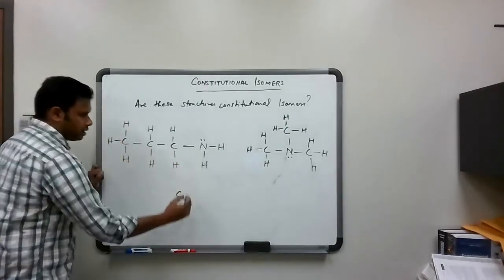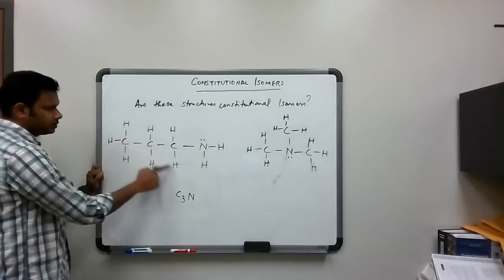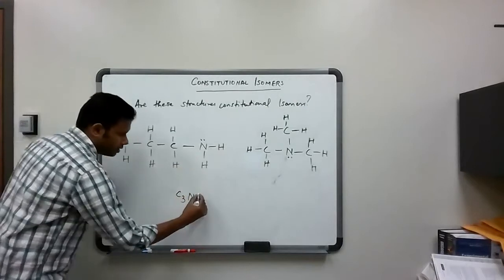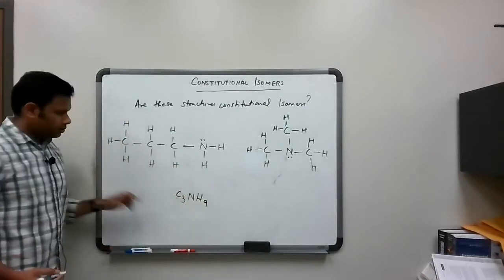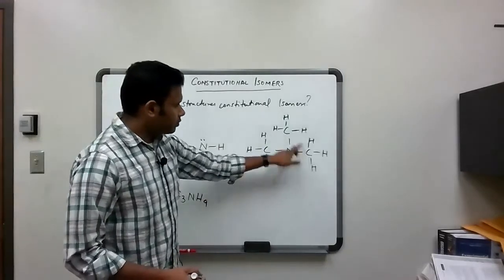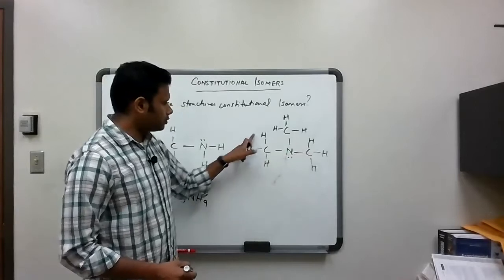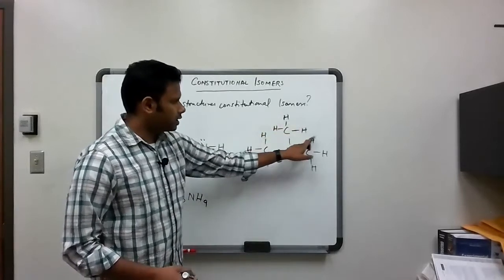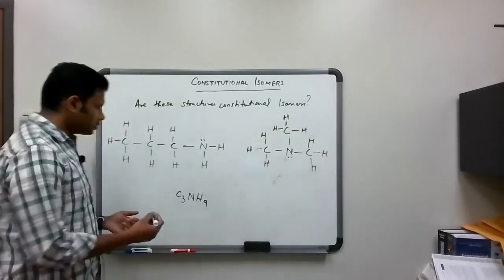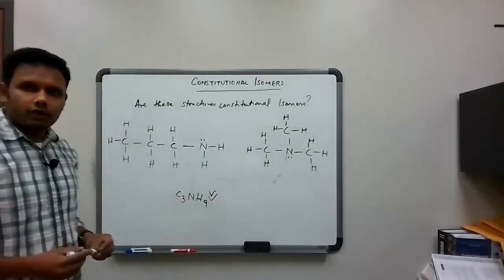So for this particular one, I'm going to say this is a C3N, and we have 1, 2, 3, 4, 5, 6, 7, 8, 9. H9. So this is C3NH9. This one here is 1, 2, 3, C3, 1 nitrogen, and we have 1, 2, 3, 4, 5, 6, 7, 8, 9 hydrogens. So it looks like they're both the same molecular formula.